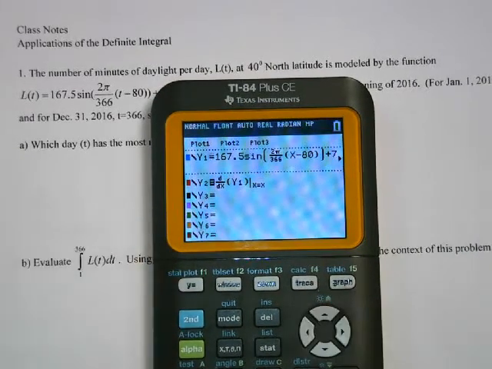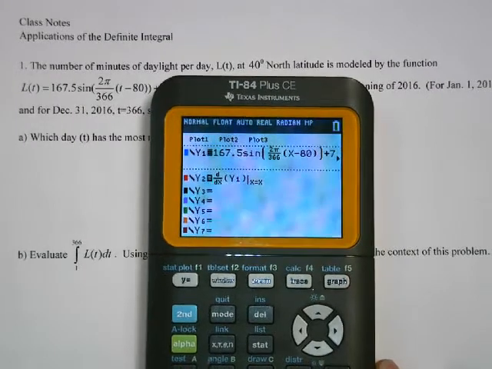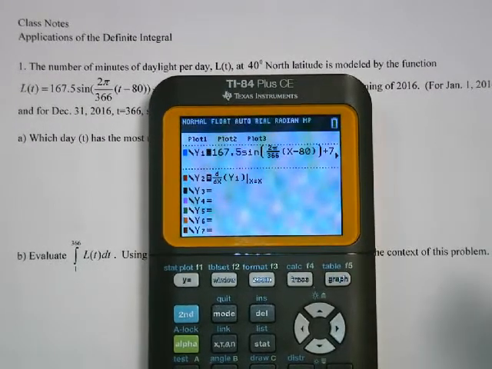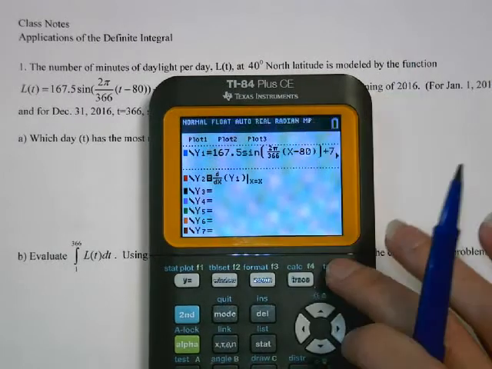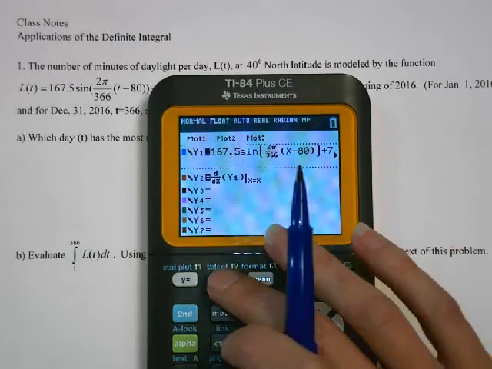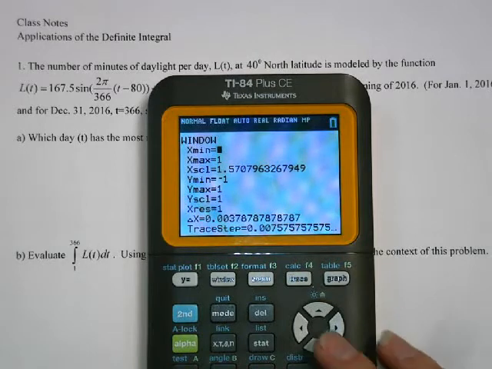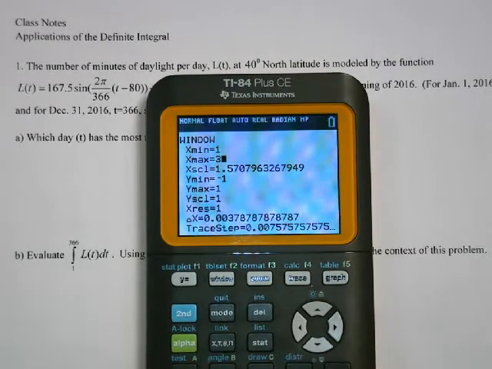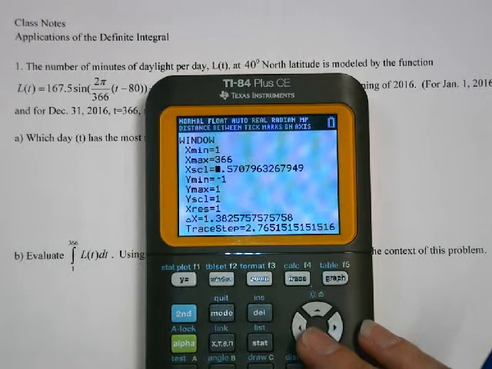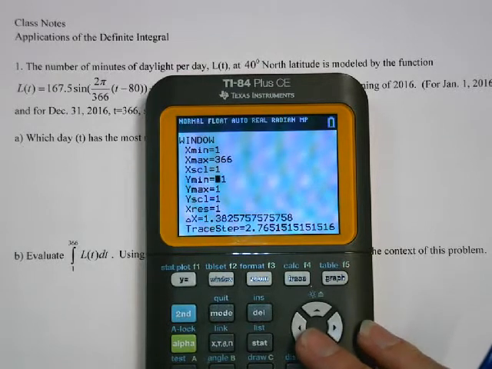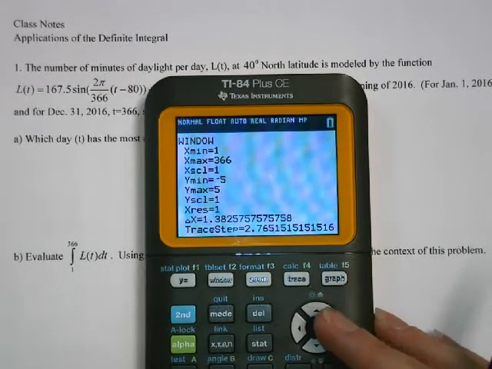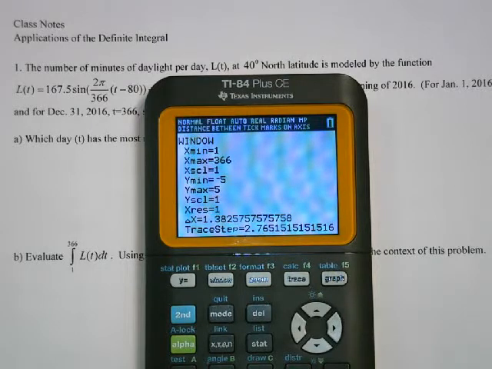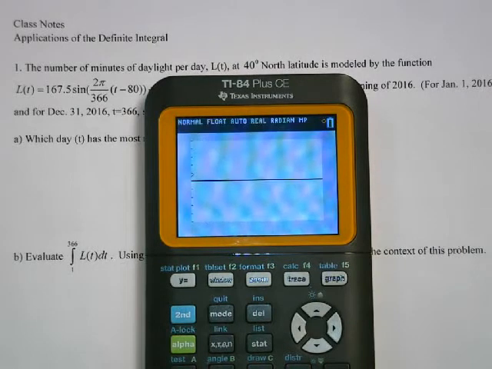I'm not actually going to graph the original one because what we're looking for is where the maximum occurs. And I know from the graph it would make sense, but I'll show you what we're doing here. So my window is going to go from 1 to 366, whatever scale. And I'm just interested in the derivative and where the derivative is 0. So I'm going to graph that. And it's going to graph slow. Okay, so here's our derivative.